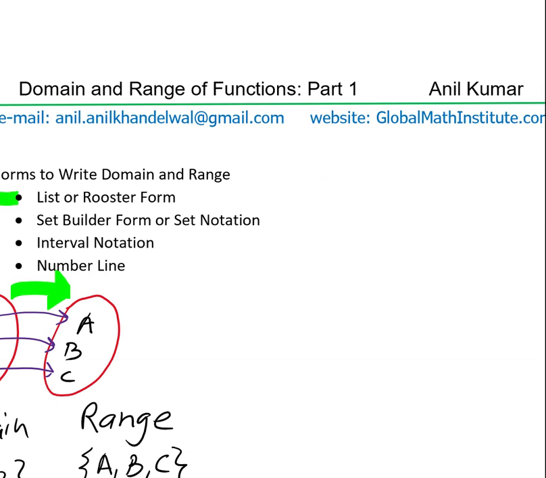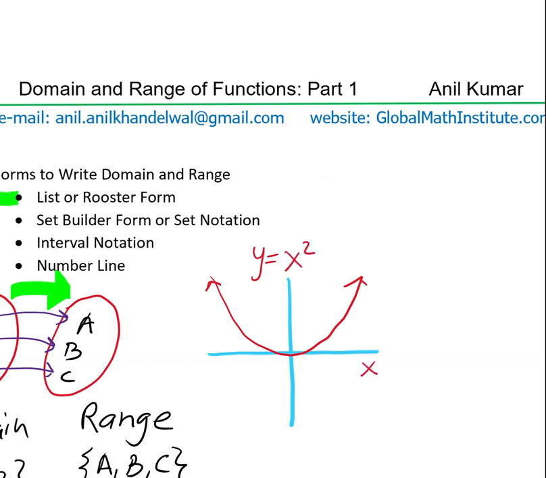Now let's talk about the second form, which is the set builder form. When are you going to use the set builder form or set notation? Let's take another example here. Let me draw a parabola. Let us say the function here is y equals x squared, right? So these are the inputs to this. You can very clearly see that in that case, x can have all the real values. Do you see that? All the real values.